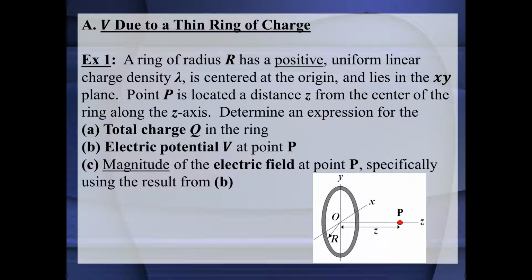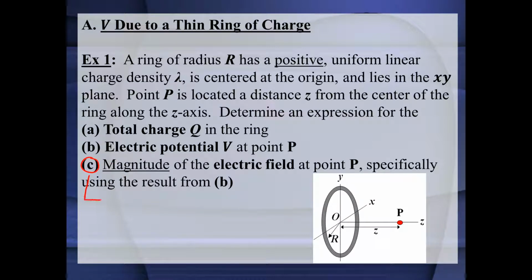Okay, so what I want to do is A, figure out what the total charge in the ring is, then B, figure out the electric potential at point P, and then C, figure out what the magnitude of the electric field is at point P. Now, we actually did part C in the previous lesson, so I'll just write down what the result was from that lesson for the ring of charge. We're going to calculate it a different way here.